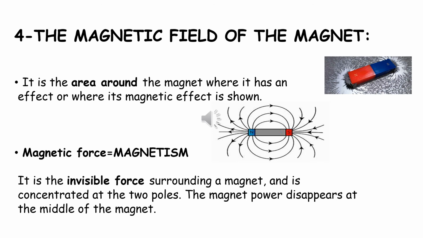The magnetic force of the magnet, it's called magnetism. It is an invisible force, it cannot be seen. It is a force that cannot be seen surrounding a magnet. And the magnetic force of the magnet is concentrated at the two poles and disappears at the middle of the magnet.